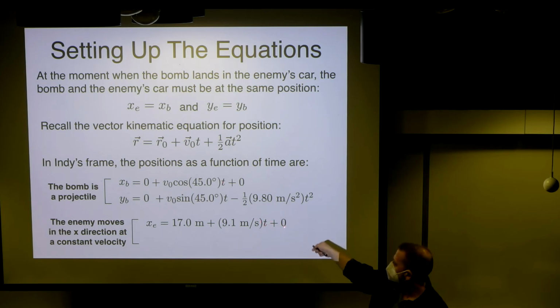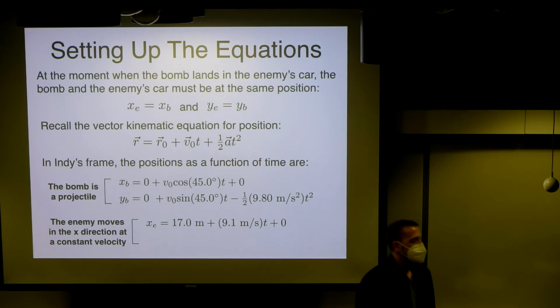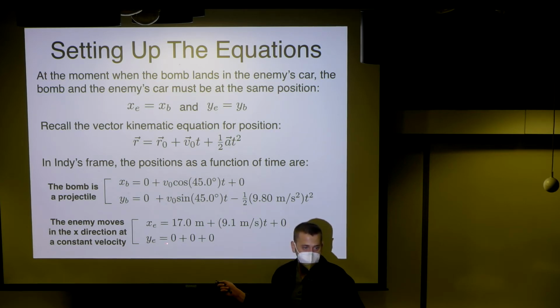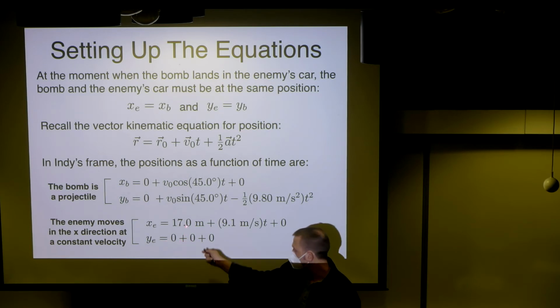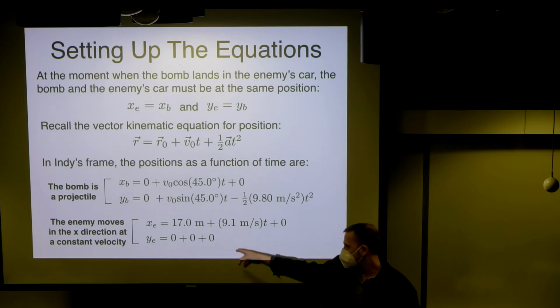But again, there's no acceleration. Everyone's just moving at a constant speed, so we don't put in anything for that. And for the Y position of the enemy, that's just real simple. The initial Y position is 0. The enemy is not moving in the Y direction, so there's no Y velocity. So this is 0 also, and there's no Y acceleration. So the enemy just stays at Y equals 0 the whole time. That's just what this is saying.